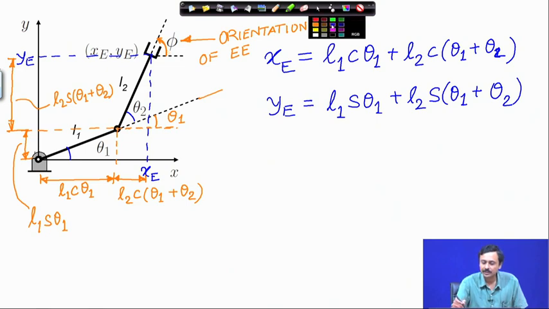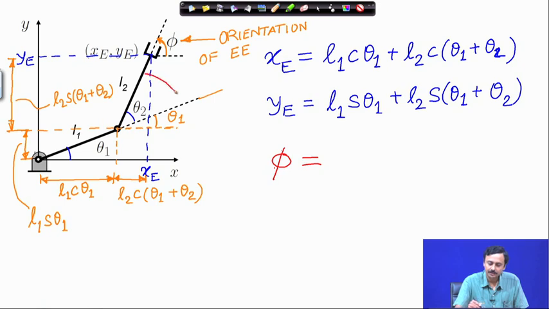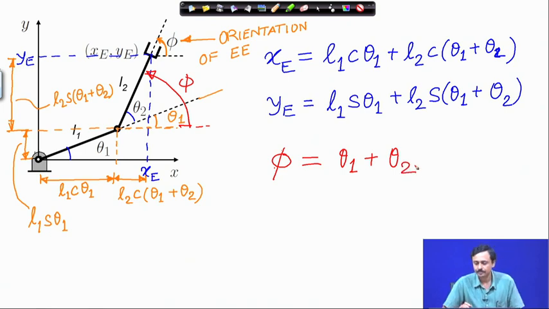So, it is not difficult to see that this orientation angle phi is nothing but theta 1 plus theta 2. So, that is the orientation of the end effector.